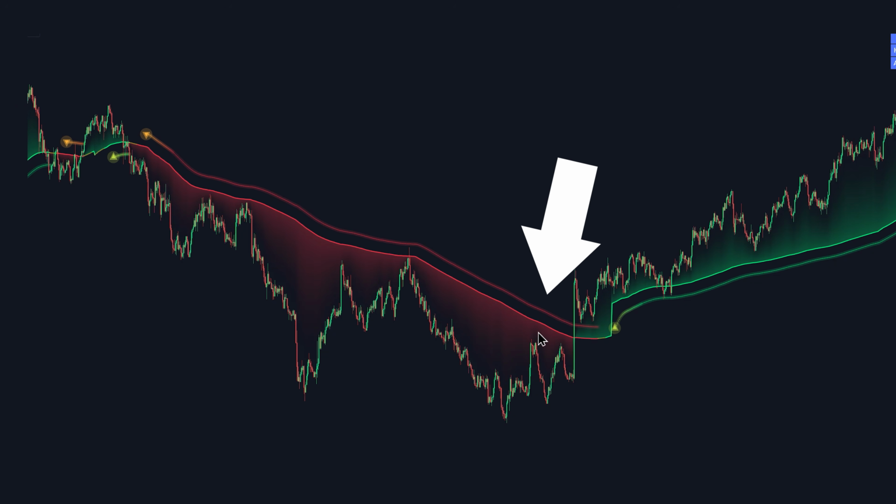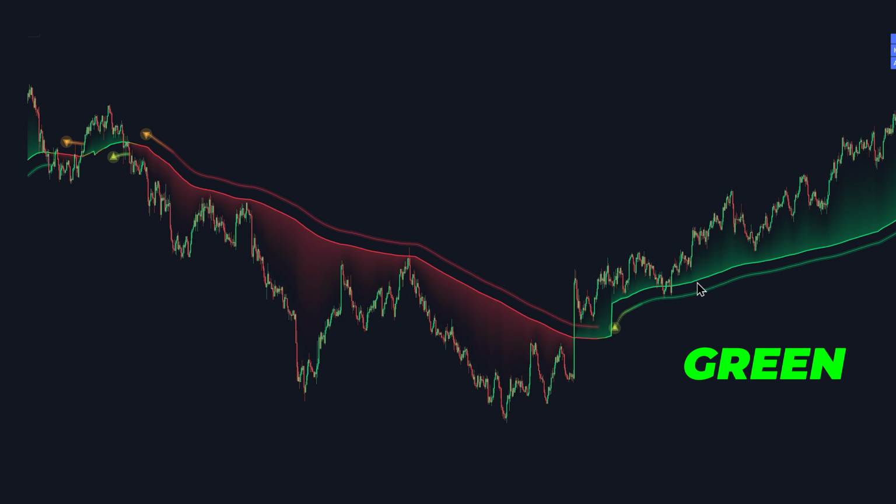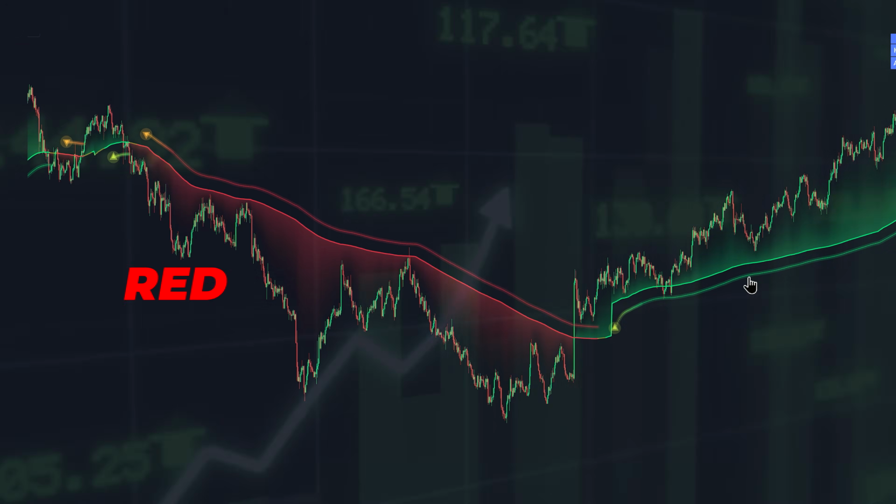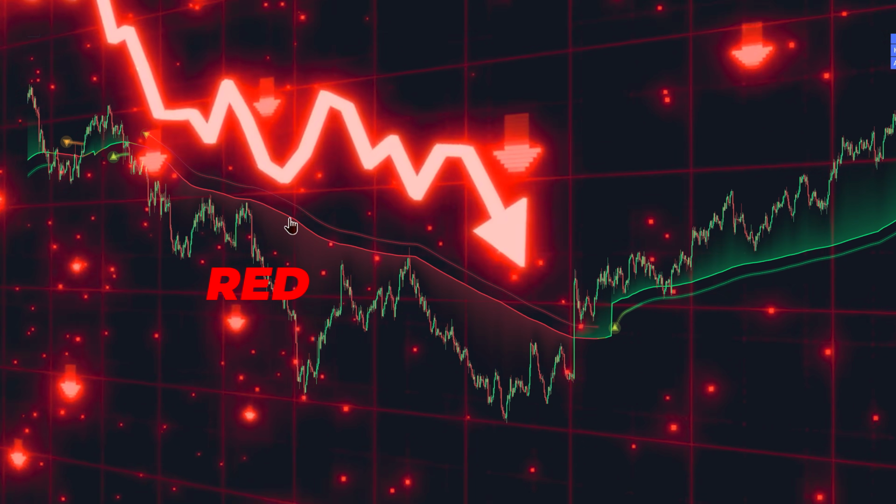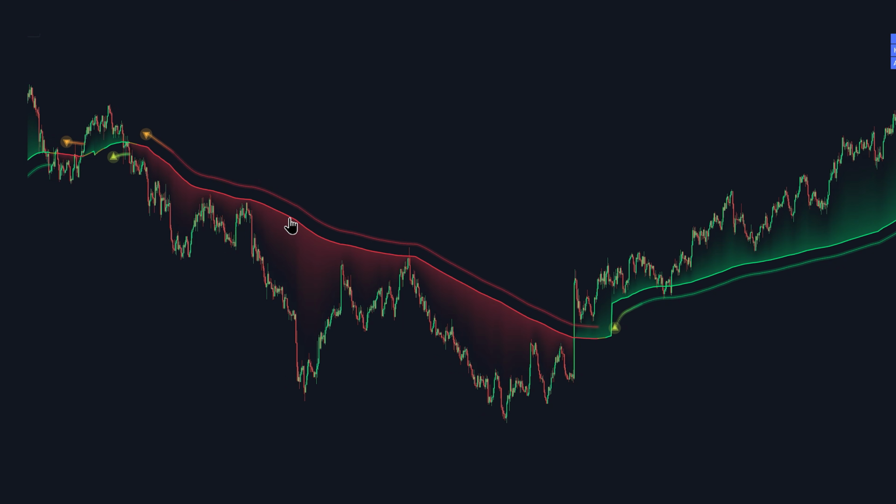The color is your first clue. When the line is green, the model is in an uptrend state. When it's red, it's in a downtrend state. When price chops around the line and it fades toward neutral, that's a sideways or uncertain phase.